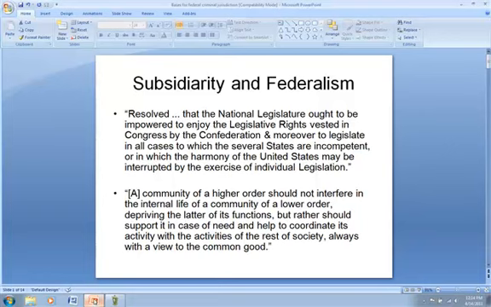The second quote does not come from the history of the Constitution, but rather is a theoretical statement about the principle of subsidiarity. And it says, a community of a higher order should not interfere in the internal life of a community of a lower order, depriving the latter of its functions, but rather should support it in case of need and help to coordinate its activity with the activities of the rest of society, always with a view to the common good. So what does this mean?